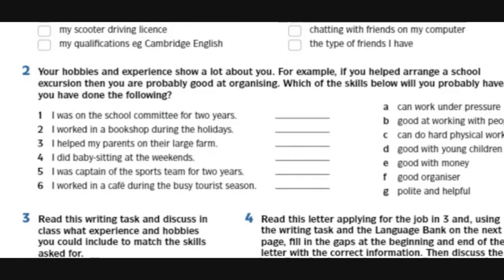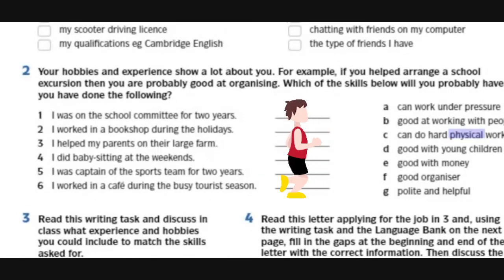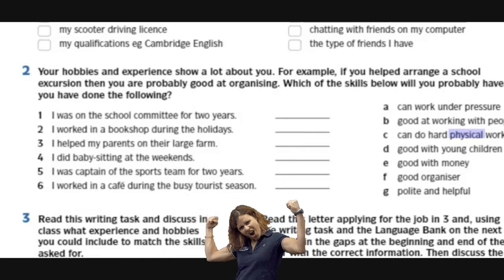B, be good at working with people. That means you have good communication skills. You can get along with people from different backgrounds. You don't gossip that much, but you are very good at working with them. C, can do hard physical work. What do you mean by hard physical work? Like lifting things. Yes, correct. Like you have to carry very heavy things. You have to walk long distances. These are called hard physical work. That means you must have a strong body in order to do that, right?